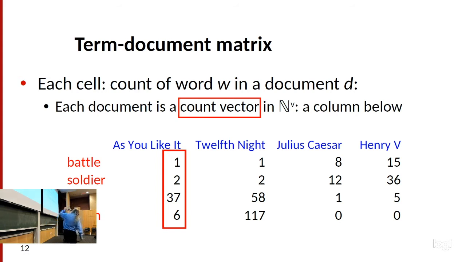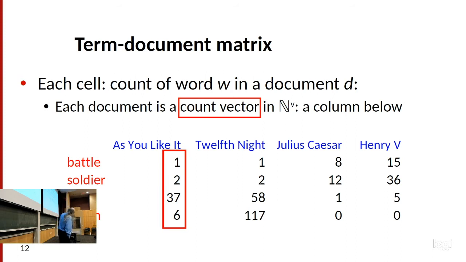So, for example, we take four plays from Shakespeare, good examples of modern English. It's not modern English at all, but let's pretend it is. We take battle, soldier, fool, and clown. All of these words appear, and for each of these different plays, we look at the number of occurrences. So in As You Like It, which is a comedy, we find that battle appears once, soldier appears 2 times, fool appears 37 times, and clown appears 6. If we look at Twelfth Night, also a comedy, we have 1, 2, 58, and 117.